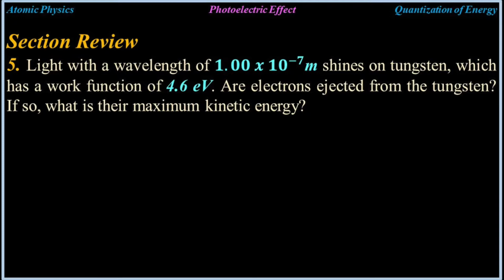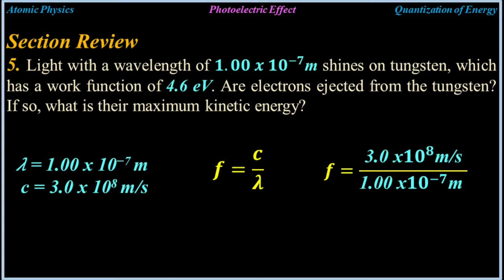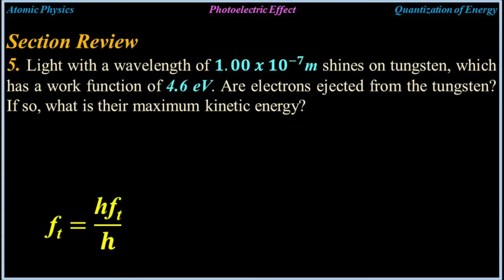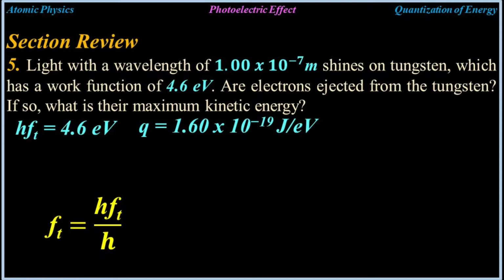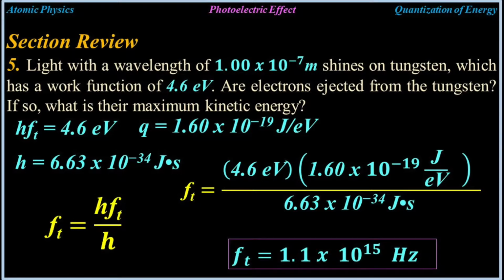Light with a wavelength of 1 times 10 to the negative 7 meters shines on tungsten, which has a work function of 4.6 electron volts. Are electrons ejected from the tungsten? If so, what is their maximum kinetic energy? There's the equation. There's lambda. Here's the plug-in, and the frequency is 3 times 10 to the 15th hertz. The work function, there's h f t, Q, h. Plug in 1.1 times 10 to the 15th hertz.